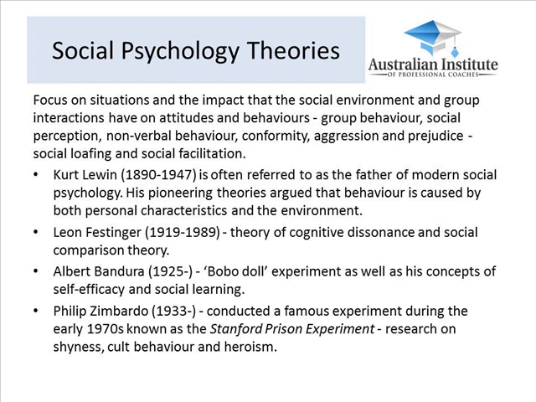Kurt Lewin is often referred to as the father of modern social psychology. His pioneering theories argue that behavior is caused by both personal characteristics and the environment. Lewin's famous theory was very simple: unfreeze, move, refreeze. That is, create a state of unrest, help the person make the changes they need to make, then support them to internalize and generalize the new behaviors into their everyday life.